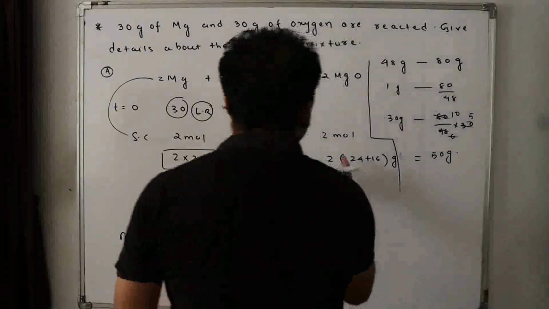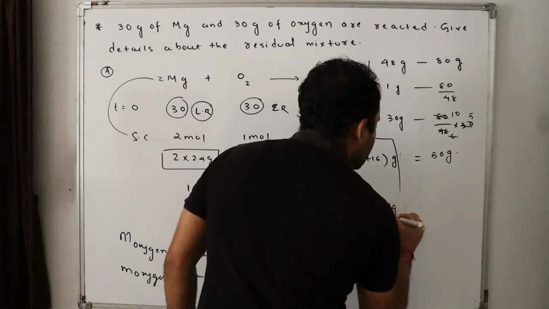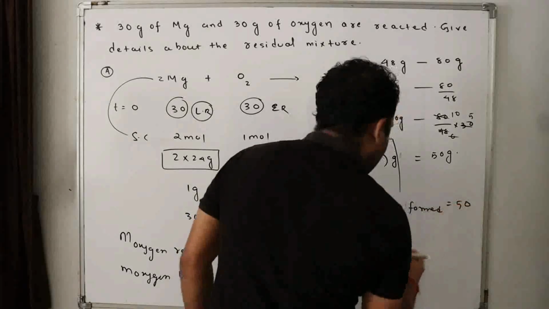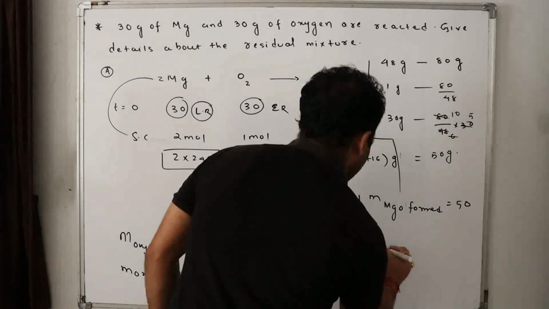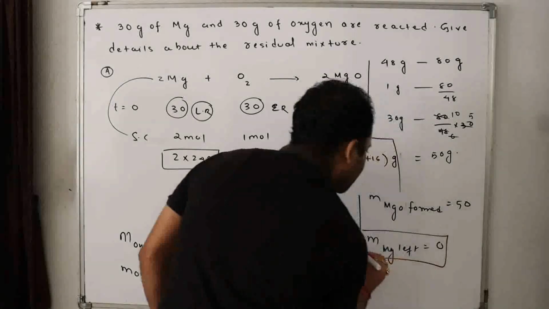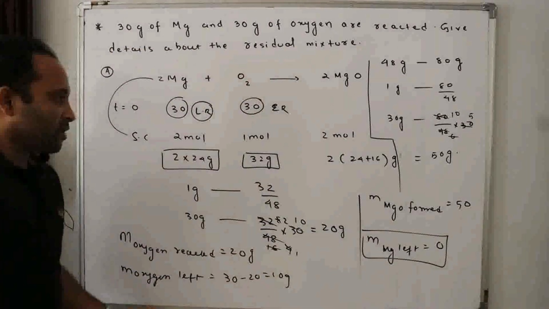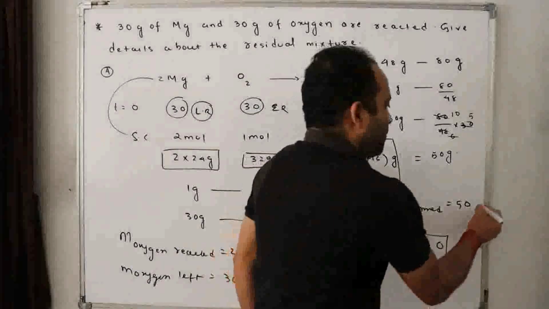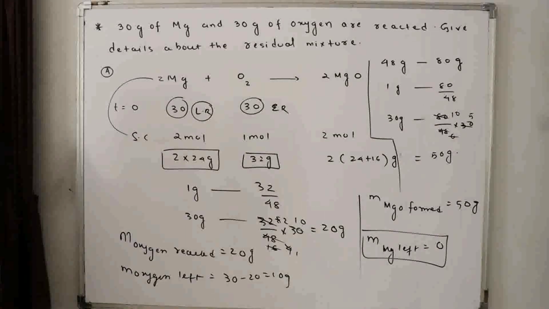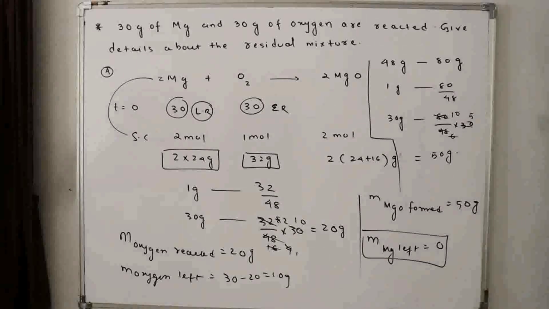So how much grams of MgO will be formed? So mass of MgO formed is 50 and mass of Mg left is 0 because this is limiting, isn't it? So give the details of the residual mixture. So in the residue we will have 10 grams of oxygen and 50 grams of magnesium oxide. Please check the answer. Will you check it? Clear?